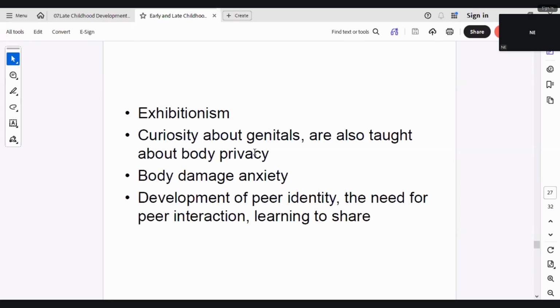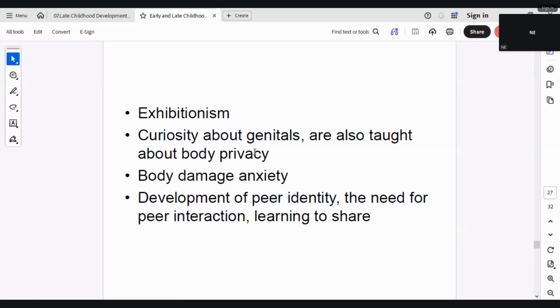Body damage anxiety. Remember when we talked about how, in terms of cognition, they're quite concrete. So when children are touching themselves, some parents will say, if you don't stop, then you're going to get really sick or something is going to happen to you. They're very concrete, and so they start to have this anxiety that something's going to affect their body.